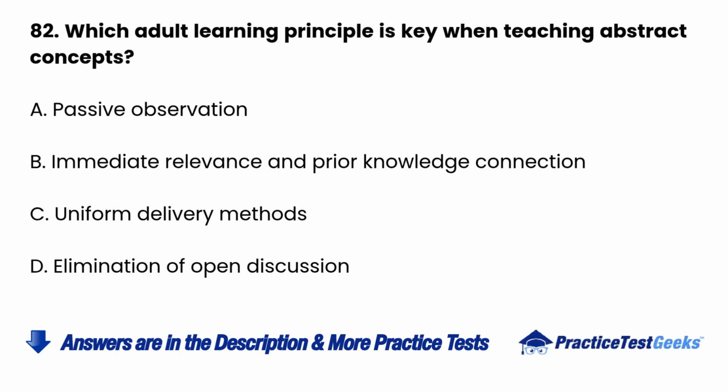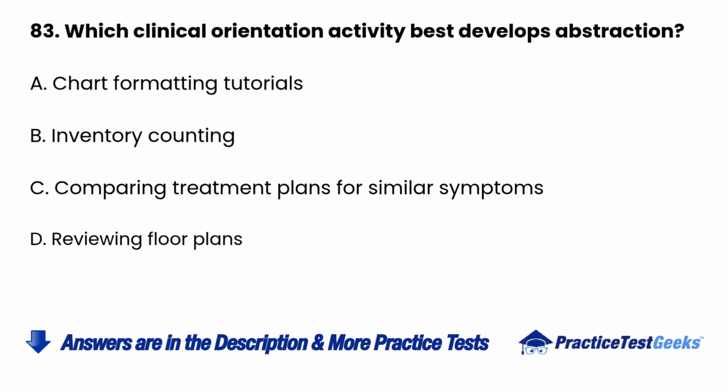82. Which adult learning principle is key when teaching abstract concepts? A. Passive observation. B. Immediate relevance and prior knowledge connection. C. Uniform delivery methods. D. Elimination of open discussion.